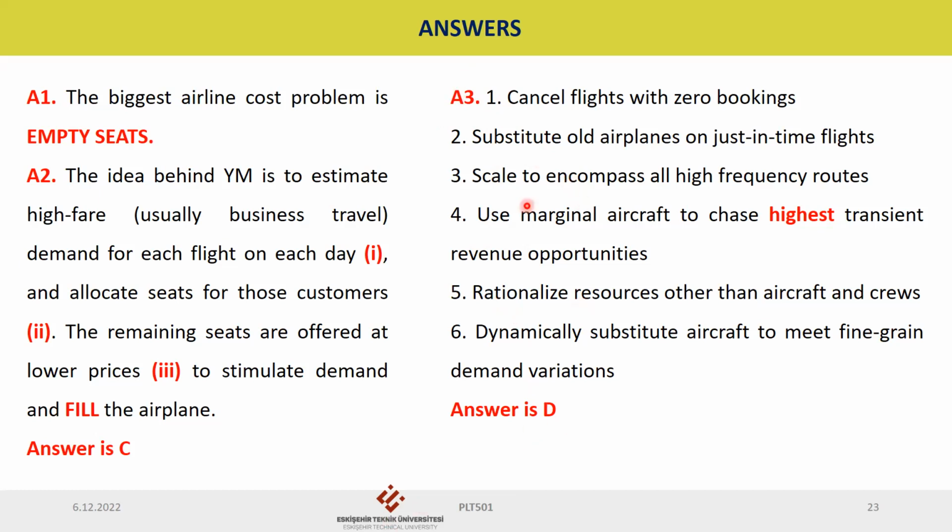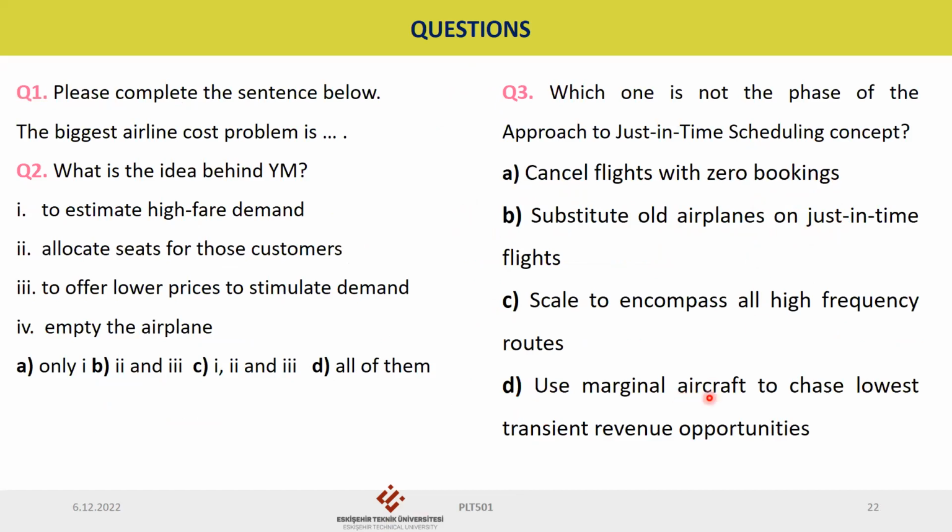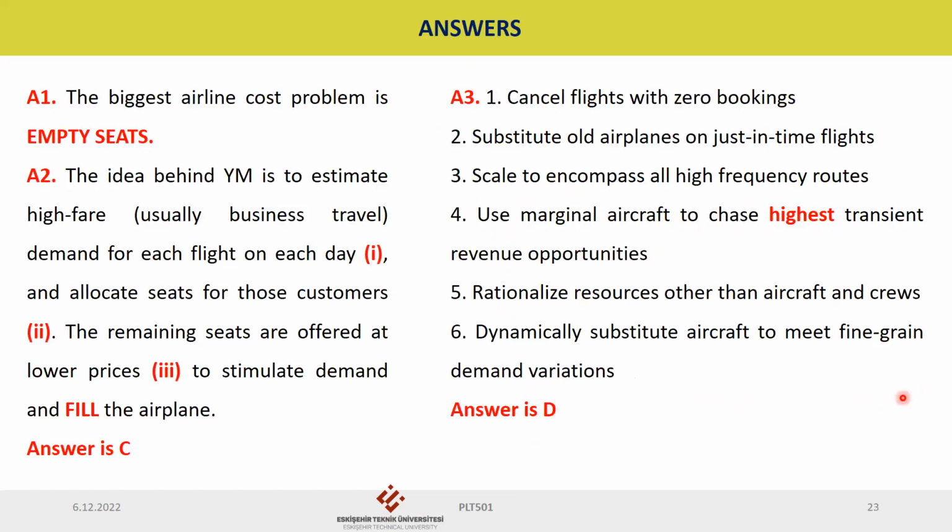Okay, we have to focus on this. Fourth one, use marginal aircraft to chase highest transient revenue opportunities. Yes, this has to be highest transient. Okay, this is the low. I wrote lowest here. This has to be the highest one. Okay, as you can see, the other ones.